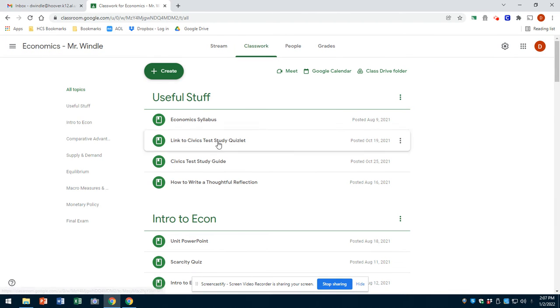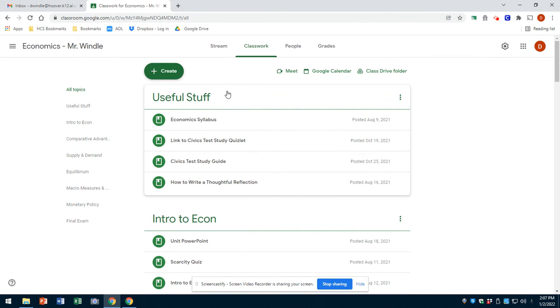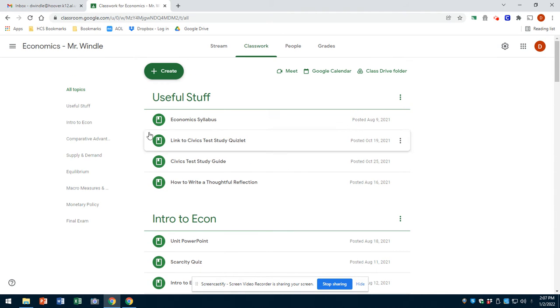Now you're going to notice a lot of stuff. I'd never used Google Classroom until last semester. I used Canvas, and so I built this all last semester, and it's kind of messy. I need to clean up some stuff. Don't worry about all the stuff in here. If you need to know about something, I will mention it in class.